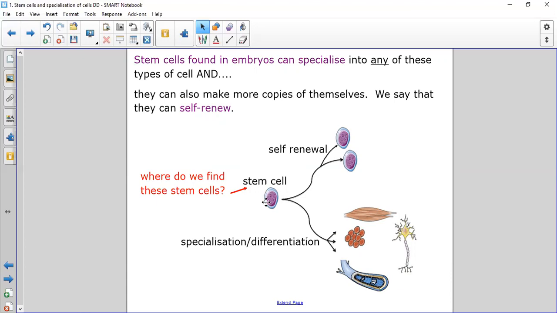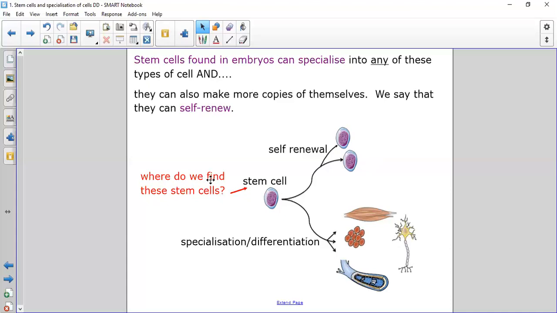And stem cells are very clever, right? They can turn into muscle cells, red blood cells, nerve cells. Not only can stem cells turn into these, they can also make more copies of themselves, and we call that self-renewal. So stem cells can really do 2 things. They can either specialise and turn into any type of cell needed by the body, or they can self-renew, and that just means make more of themselves.